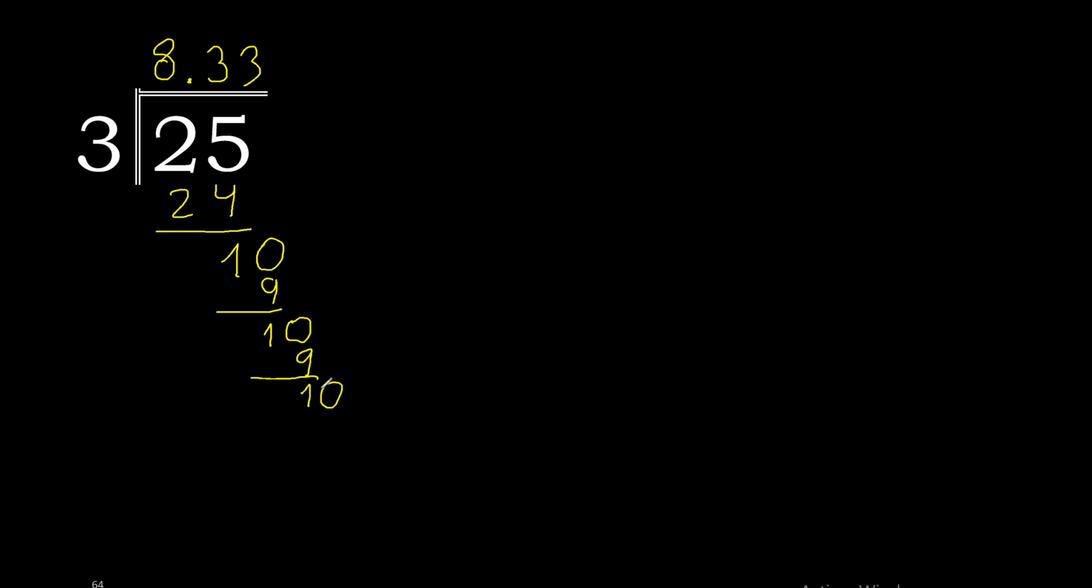subtract. This repeats. Therefore, this number repeats. 8.3 repeats, therefore 25 divided by 3 is this or this.